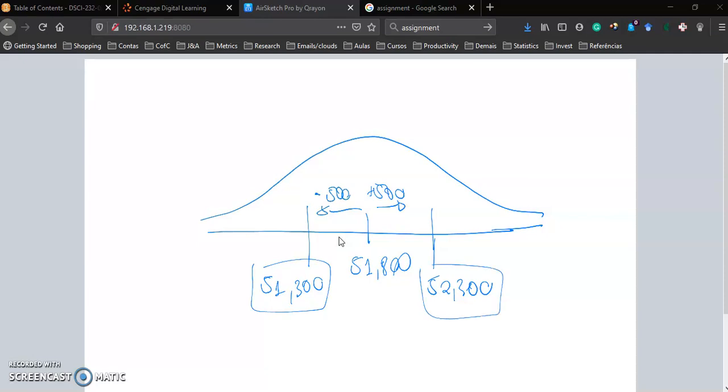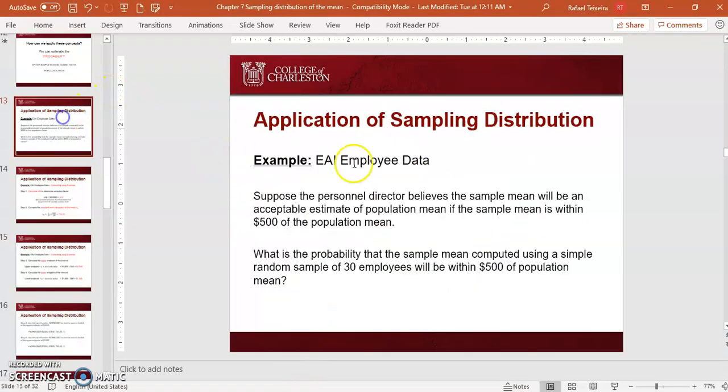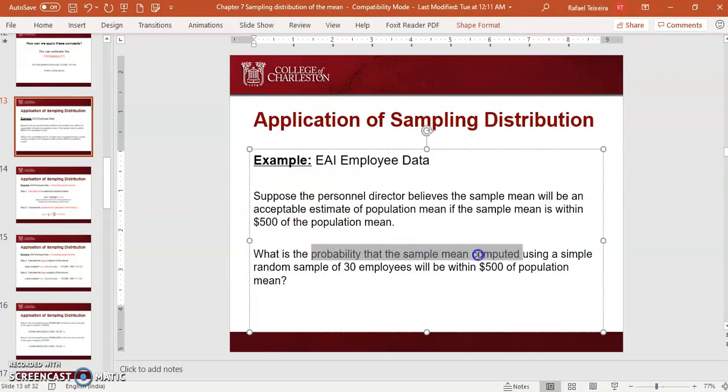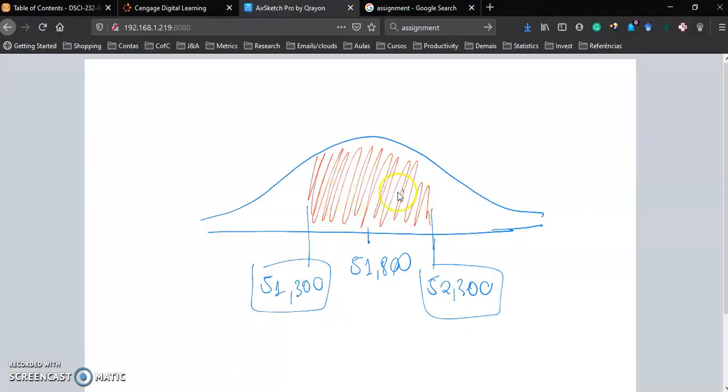What we have to do now, and what we're really doing, is computing the probability in the center, because this is what the problem is talking about. What's the probability that the sample mean computed using a simple random sample of 30 employees will be within 500 of the population mean? We add and subtract 500, and this is the area we're going to compute.